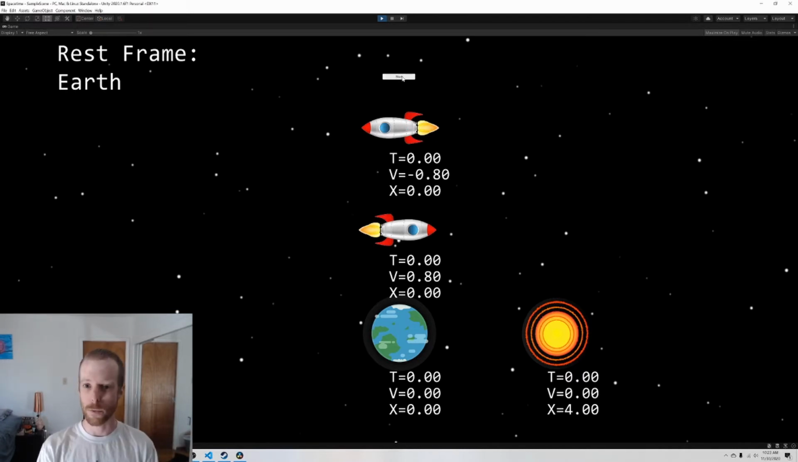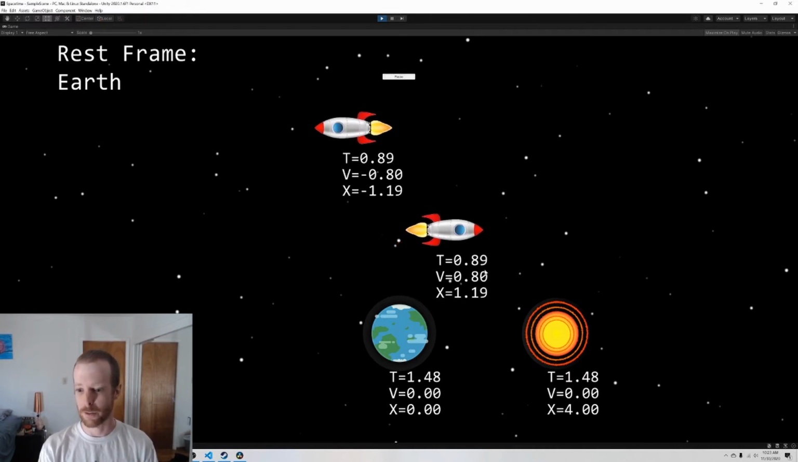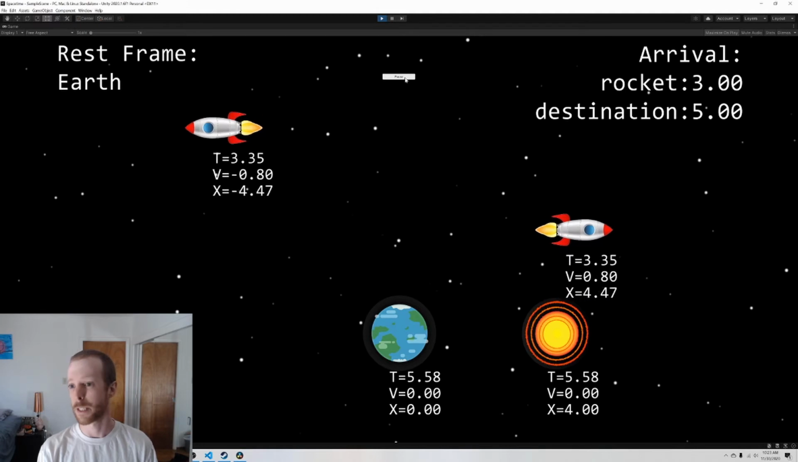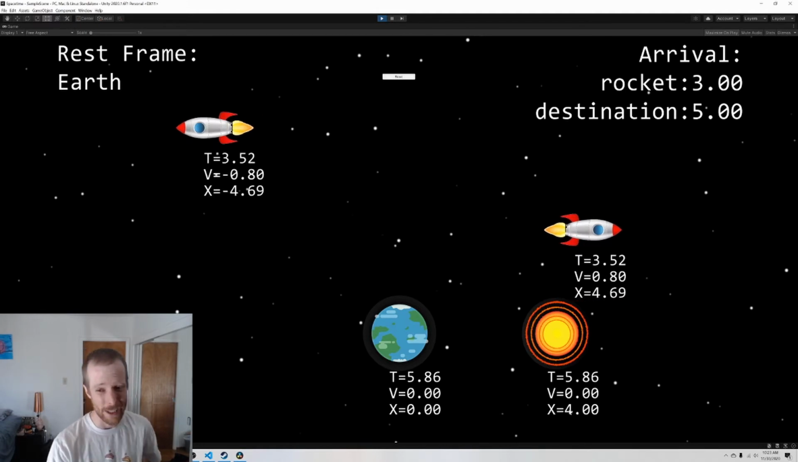If I launch these rockets, start the simulation, they'll fly off towards their destination. When it gets there, it'll report the times. This sun is 4 light seconds away, and the rocket is traveling at 0.8 times the speed of light. So at the destination, its clock will read 5 seconds when the rocket arrives, but time as experienced by a person on the rocket will only read 3 seconds. And that seems correct so far.